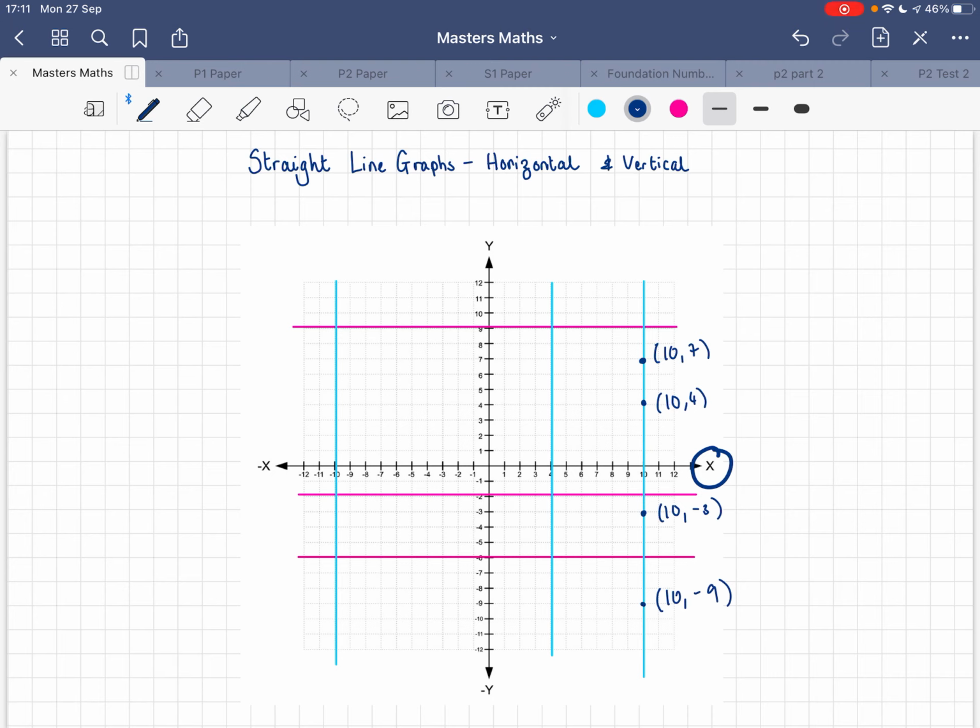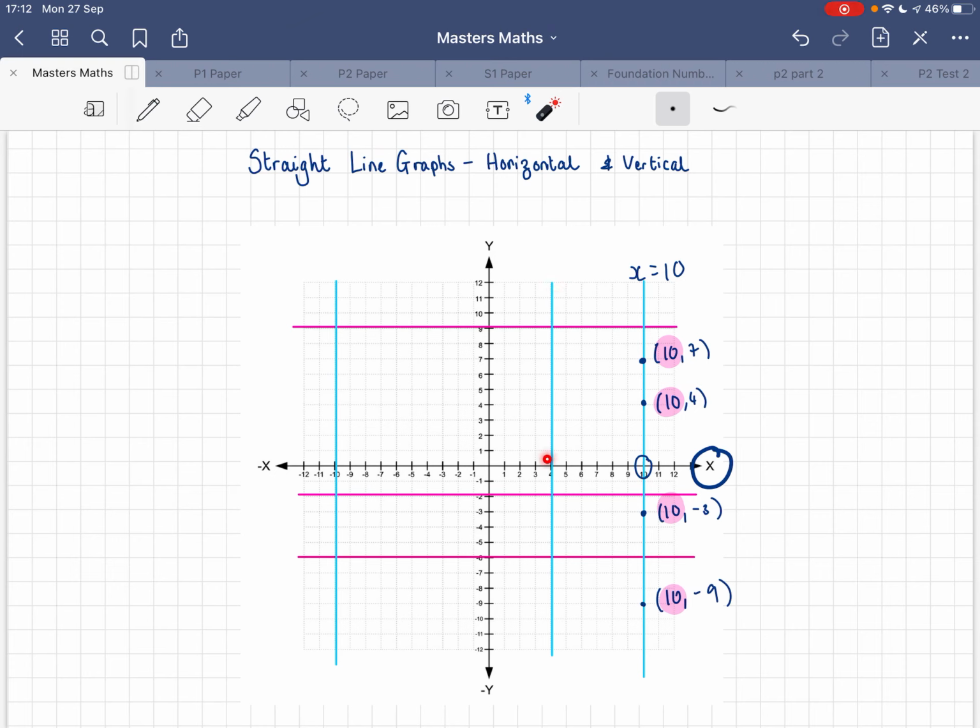All of the points on that line have an x coordinate of 10. They're all 10. That means we can name this line x equals 10, because every point on that line has an x coordinate of 10. A quicker way of checking that is to say that it crosses the x-axis at 10, unsurprisingly. So if we do that for the other two vertical lines, again, they're crossing the x-axis.